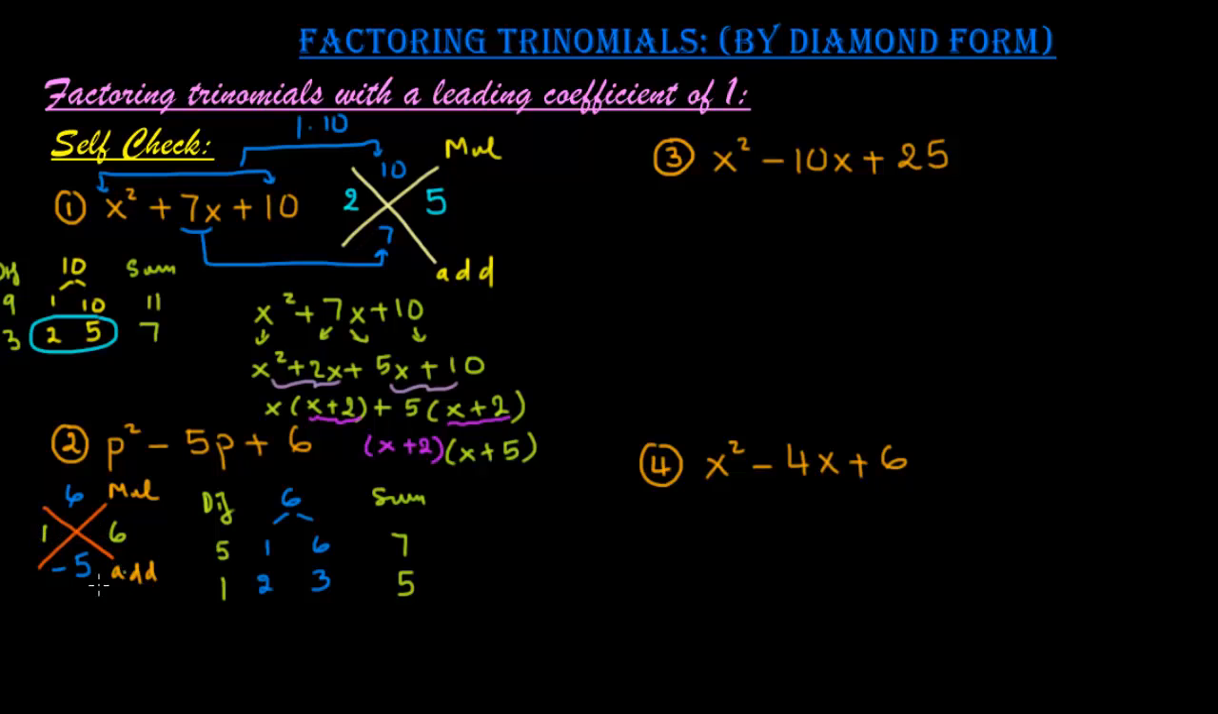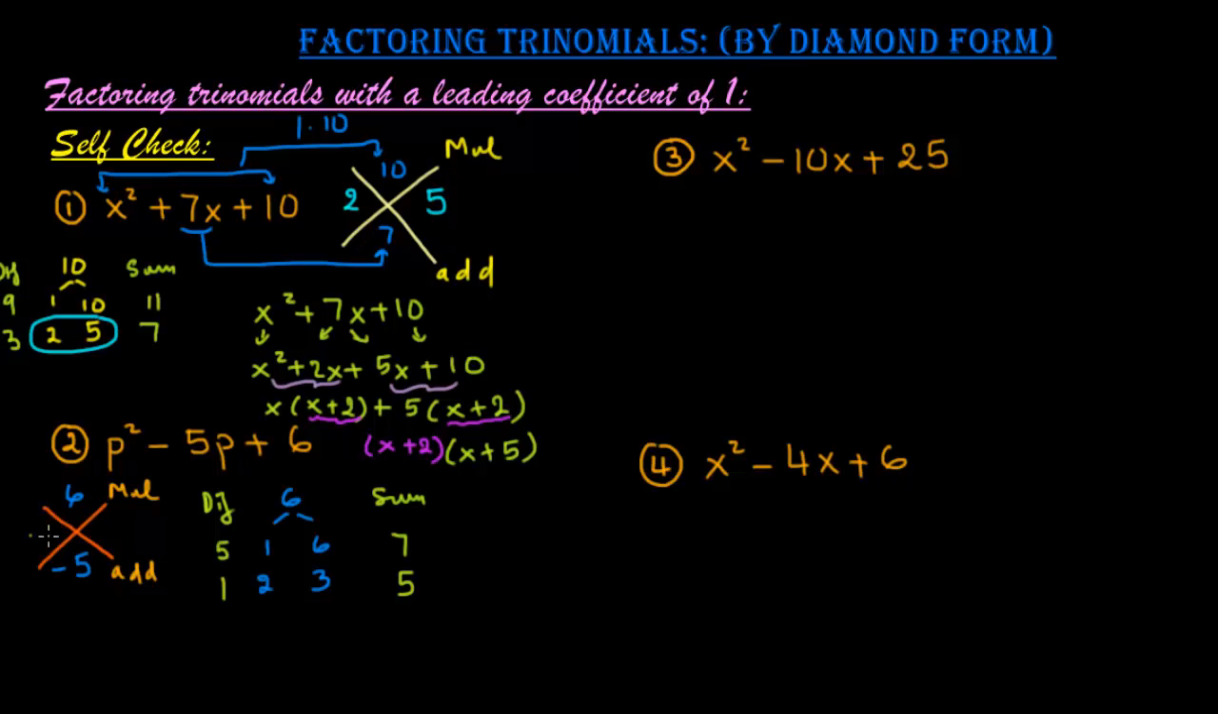So 1 plus 6 gives me 7, which means I need to put a negative somewhere. So let's say I put the negative on 6. So 1 plus negative 6 gives me negative 5. That's perfect. But 1 multiplied by negative 6 gives me negative 6, not positive 6. So 1 and negative 6 doesn't work. We have to use another pair. Maybe 2 and 3 will give me the correct answer. Let's see.